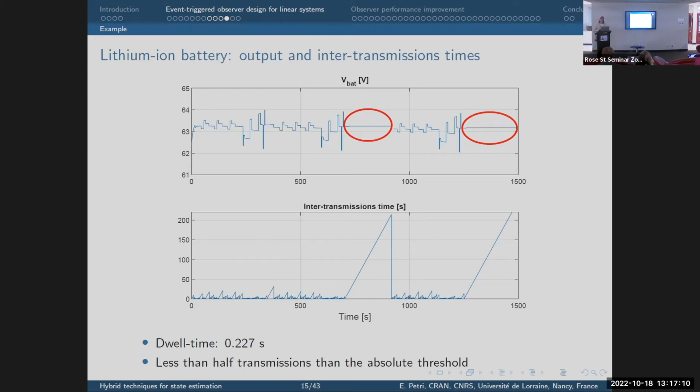And finally, we run a simulation to evaluate different choices of the design parameter. And in particular, we select the configuration where sigma is equal to 0, so we recover the absolute threshold triggering rule already present in the literature. And in this example, we obtain that with the proposed event trigger observer, we have less than half the transmissions compared to the absolute threshold triggering rule, without a big impact on the ultimate bound of the estimation error.